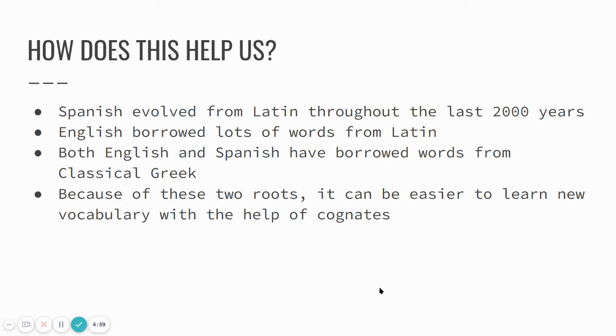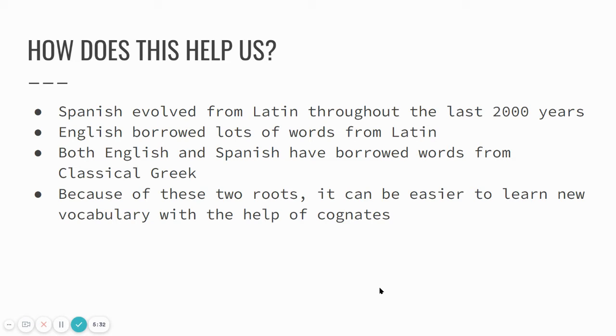So, how does knowing cognates and learning about cognates, reading about cognates, seeing cognates, hearing cognates, how do these things help us? So, Spanish came from Latin, all right? And English borrowed a lot of words from Latin. English does not come from Latin. English is more of a Germanic language. And German did not come from Latin. But Spanish is a direct descendant from Latin.